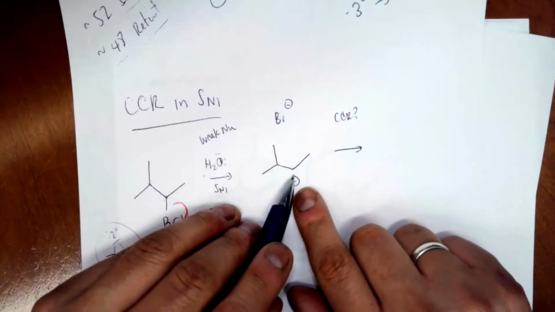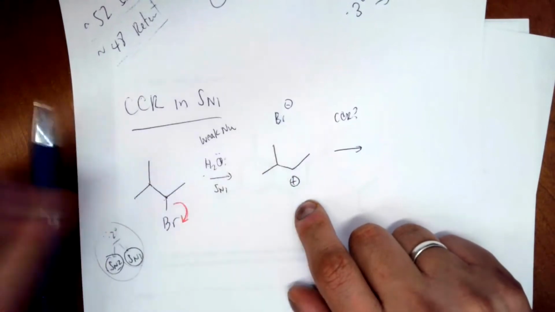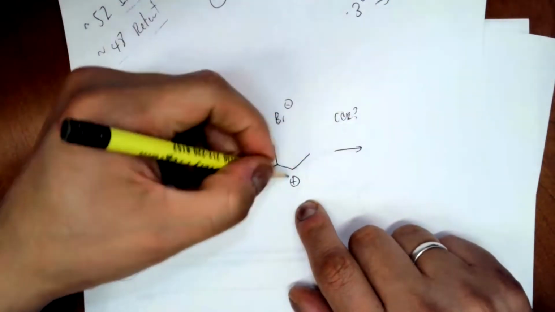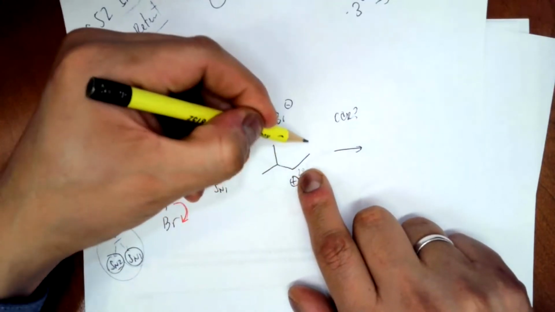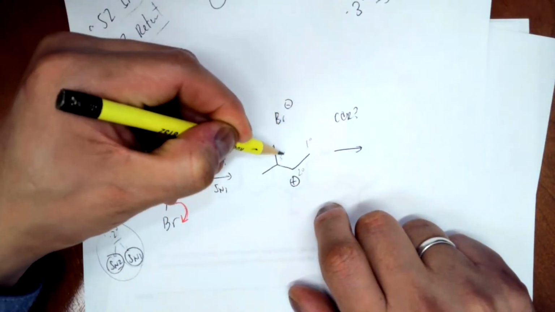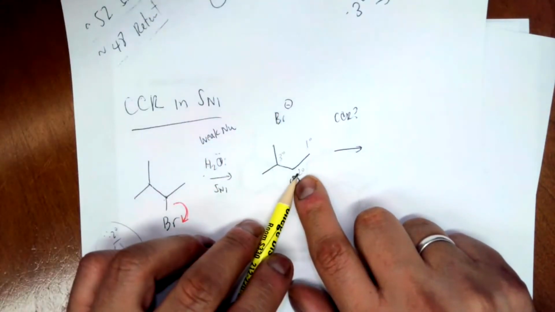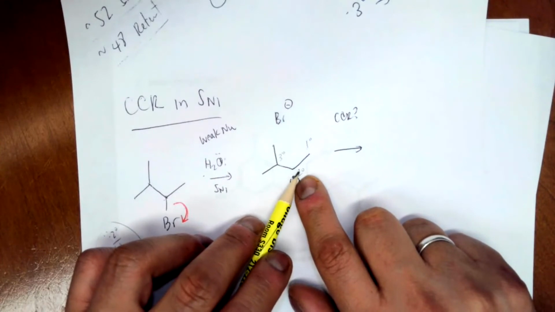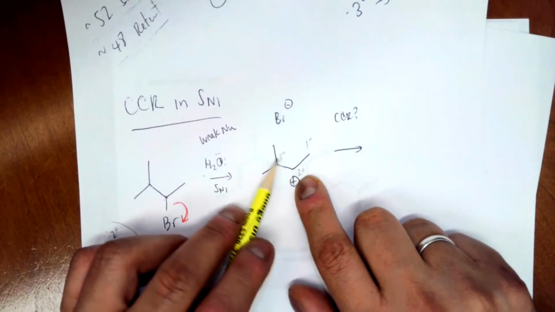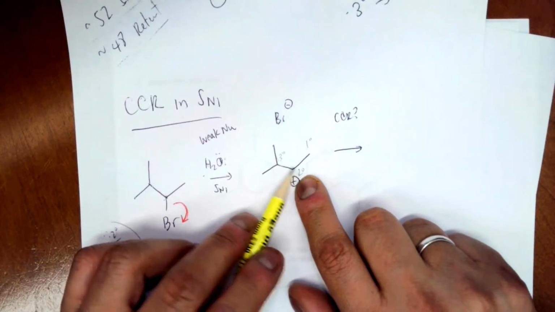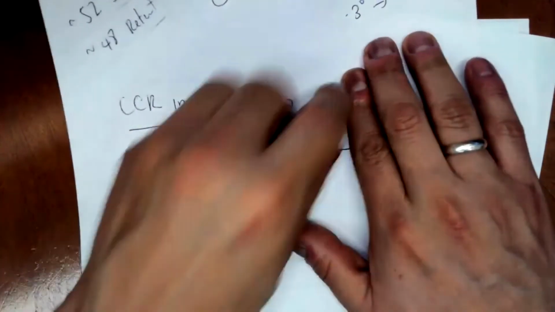Let's see. Secondary carbocation. Let's write it with a pencil. Secondary carbocation. The neighbor is a primary carbon. The other neighbor is a tertiary carbon. Can I do CCR? Yes, because I'm next to a tertiary, which is a higher order carbon. Therefore, I can do CCR. So let's do CCR.